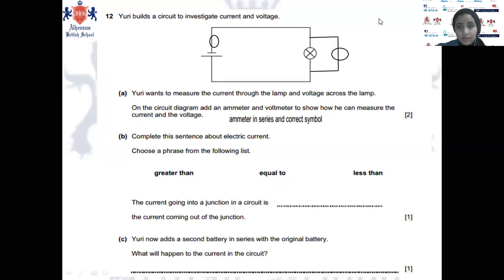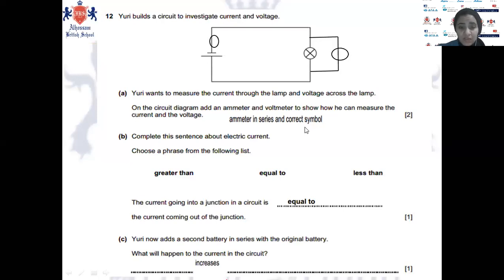Yuri now adds a second battery in series. What happened to the current in the circuit? When we add another cell. If we have one cell here and we add another one, what will happen to the electric current? Will it increase or decrease? Increase. Excellent. It will increase because we add another cell and increase the voltage of the cell.